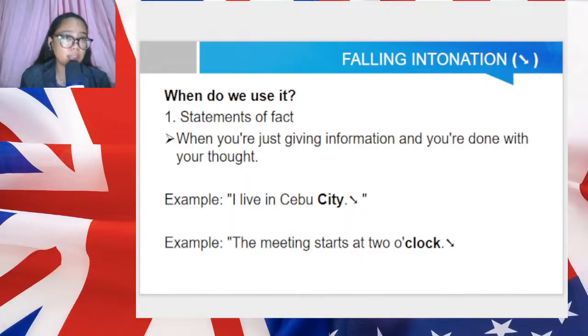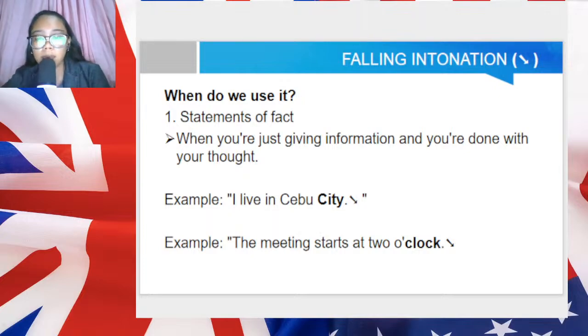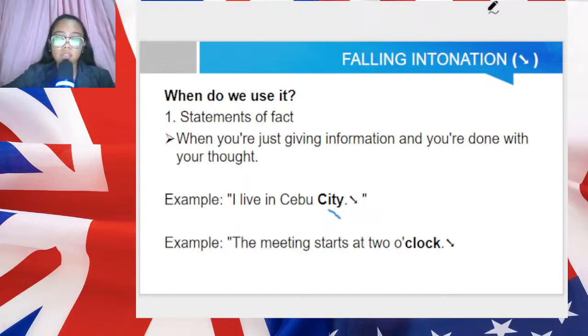I live in Cebu City. Now, as you've noticed, there's a symbol right after it. It should be actually right under "city," not before. Something of this sort. No, it should be like that.